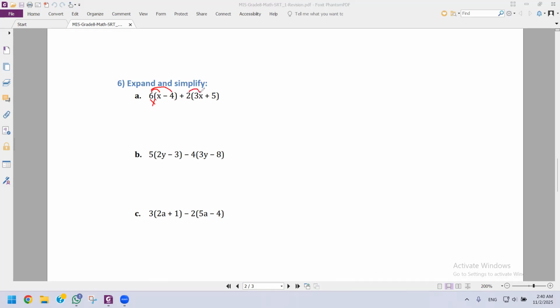For 2, the same thing. 2 times the 3x, 2 times 5. So this is how we do the multiplication. Let me do it step by step. We start with 6 times x is 6x. Then 6 times minus 4, take it with the sign. 6 times minus 4, plus times minus, minus. 6 times 4, 24. Now, plus 2 times 3x, plus 6x. 2 times 5, plus 10.